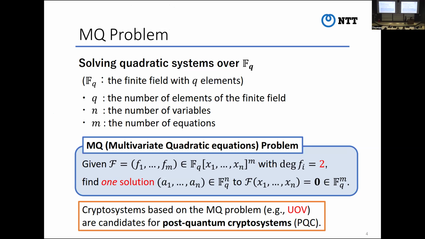Some cryptosystems based on this MQ problem, such as UOV signature schemes, are known to be candidates for post-quantum cryptosystems. So analyzing the complexity of solving this MQ problem is very important to evaluate the security of such multivariate cryptosystems.